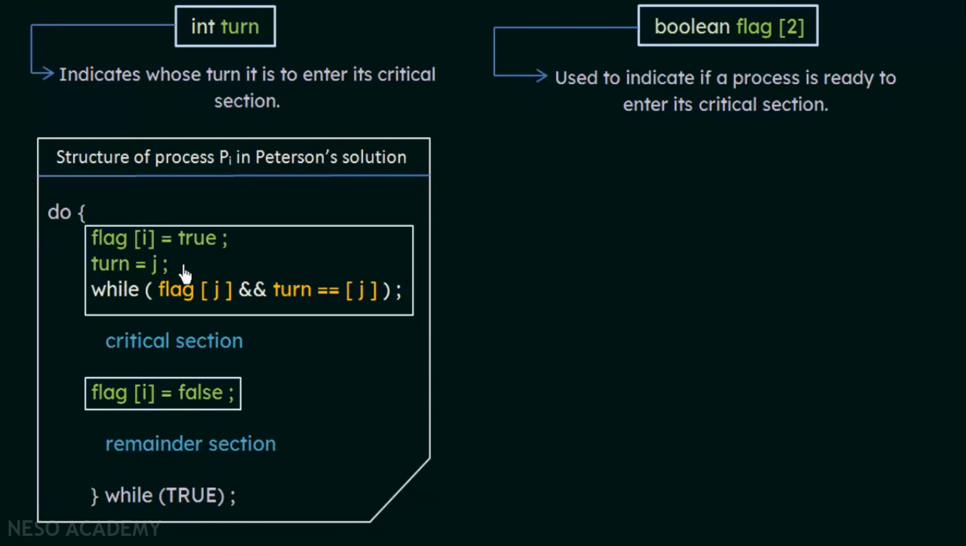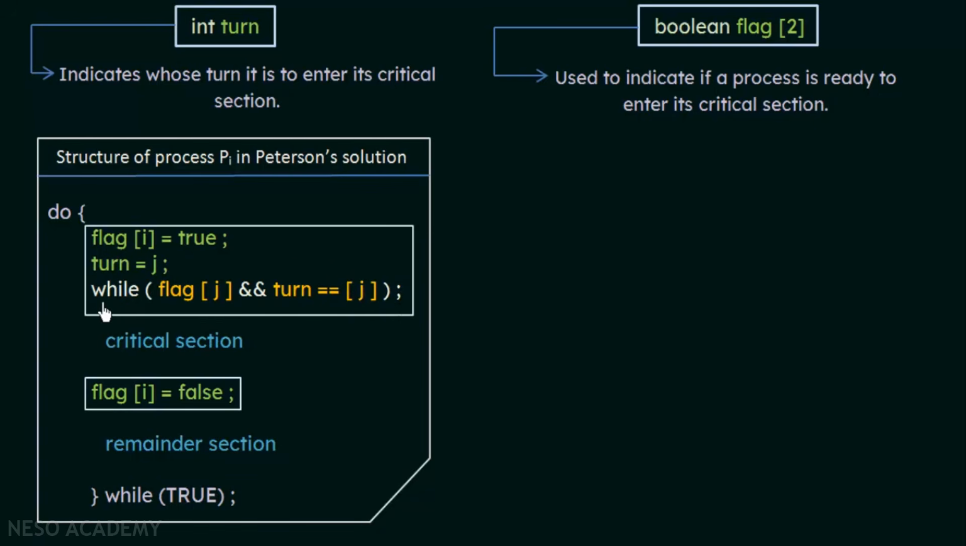I told you it's a humble algorithm. So even though it wants to enter the critical section, it is setting the turn equal to j. That means it is saying that if process Pj wants to enter its critical section, let it enter first. I will wait. So that is what it says. Now here we have a while loop which says flag of j and turn equal to j, and there is a semicolon here. So what does this mean?